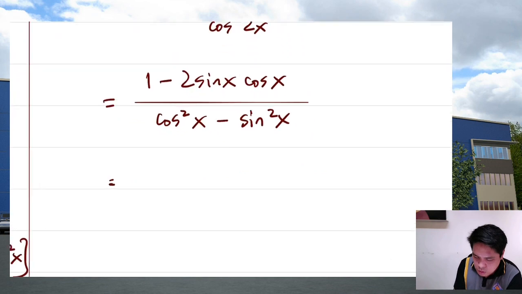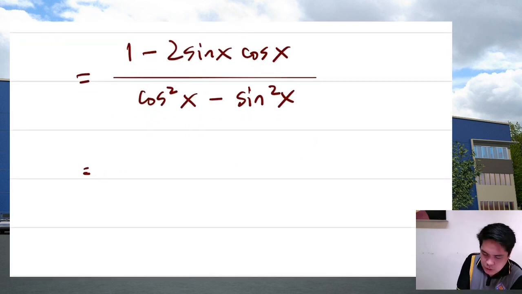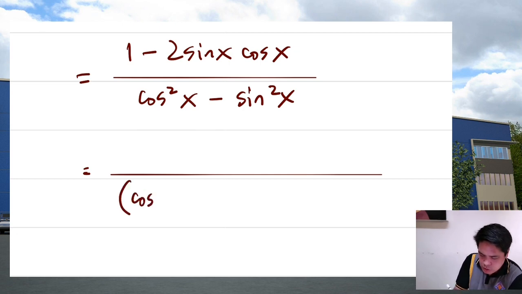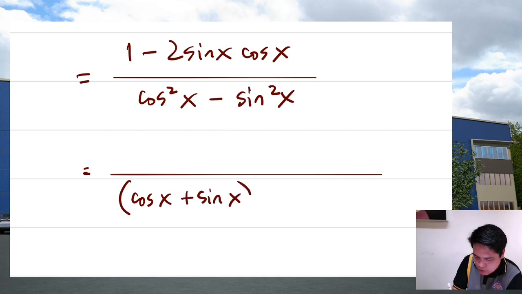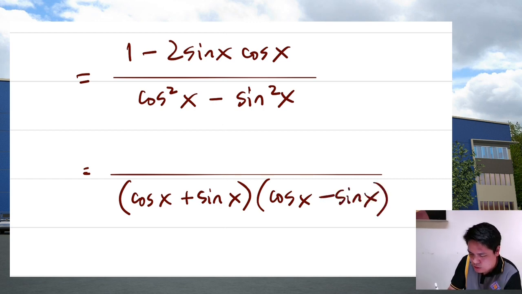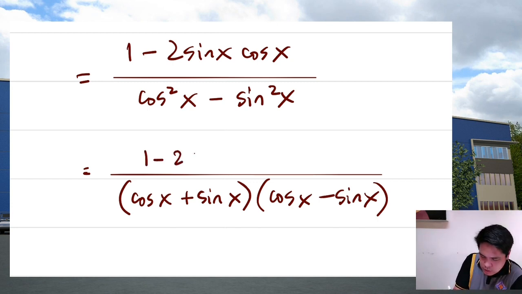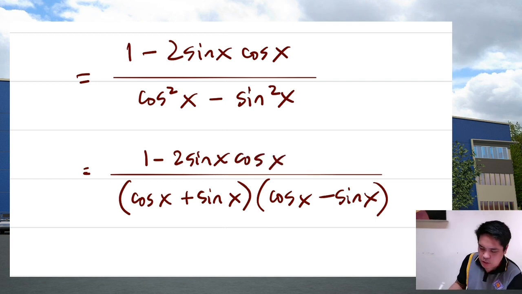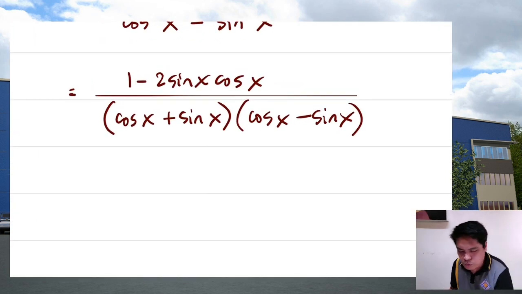Okay, now, the denominator could be rewritten as the product of the sum and difference of cosine and sine. So, cosine x plus sine x times cosine x minus sine x. Diba? So, pwede siya. And the numerator is still 1 minus 2 sine x cosine x. Okay. Now, how do we further manipulate this?